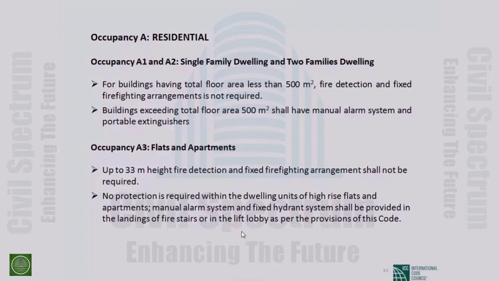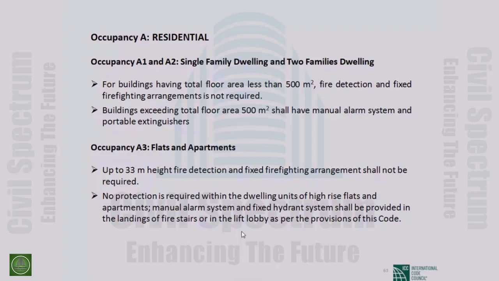For occupancy A1 and A2, that means for a single family dwelling or two family dwelling, for building having total floor area less than 500 meters square, fire detection and fixed fire assessment is not required. So this is a small type of building. You do not need detection or fixed firefighting. Building exceeding total floor area of 500 meters square shall have manual alarm system and portable extinguisher.